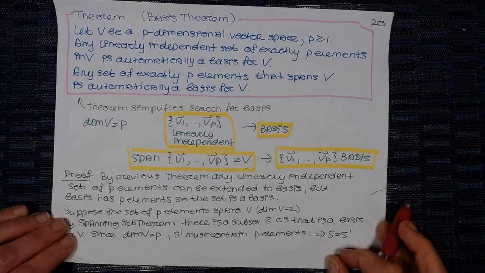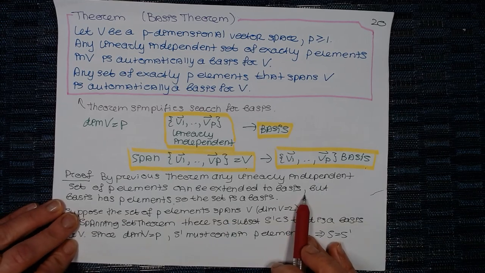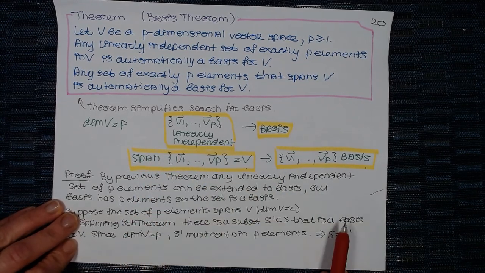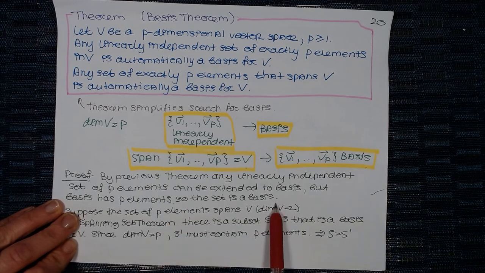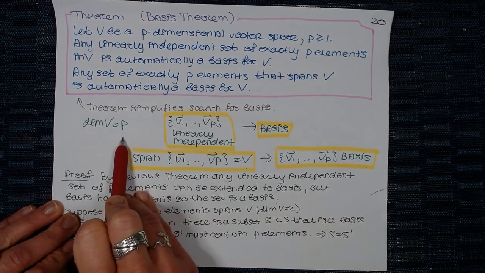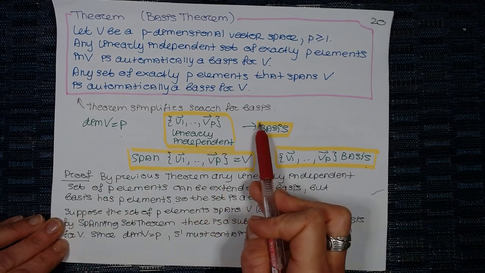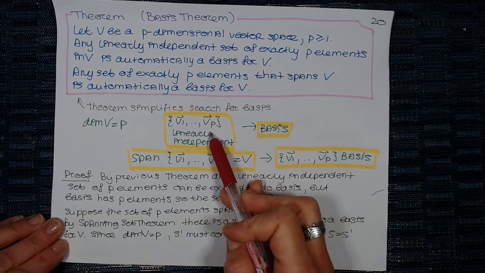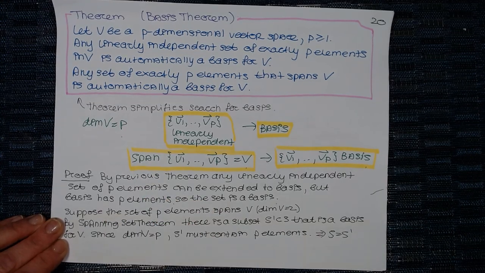Right? So by the previous theorem, any linearly independent set of p elements can be extended to a basis. Looking at this part of the theorem, the basis has p elements, because we know the dimension of V is p. So this set is already a basis. I don't have to expand it any further. So p linearly independent vectors in a vector space of dimension p will automatically be a basis. Generally I should be able to expand it, but here I don't have to, because I already have dimension p. And we showed in the previous theorem that this is enough.